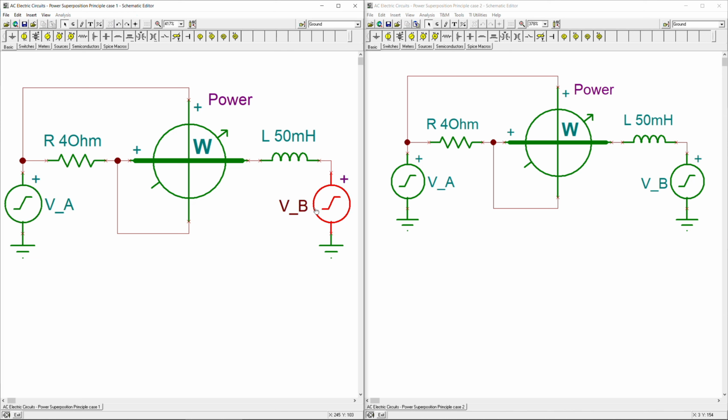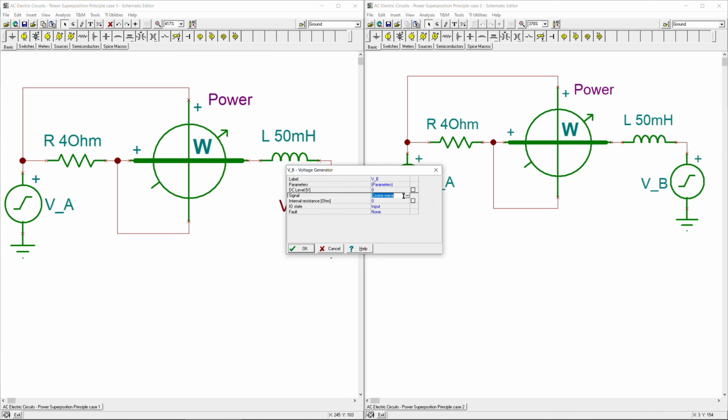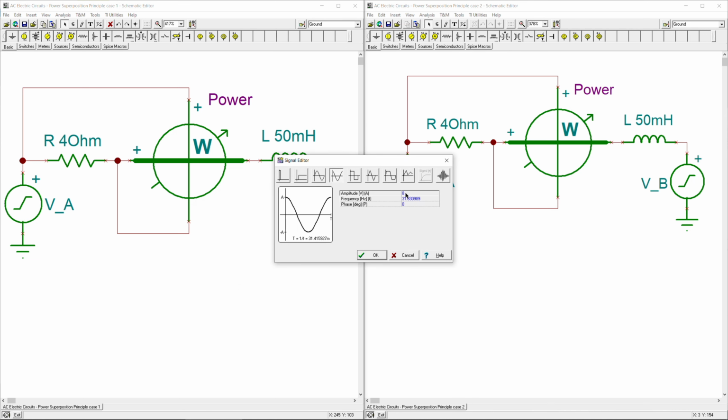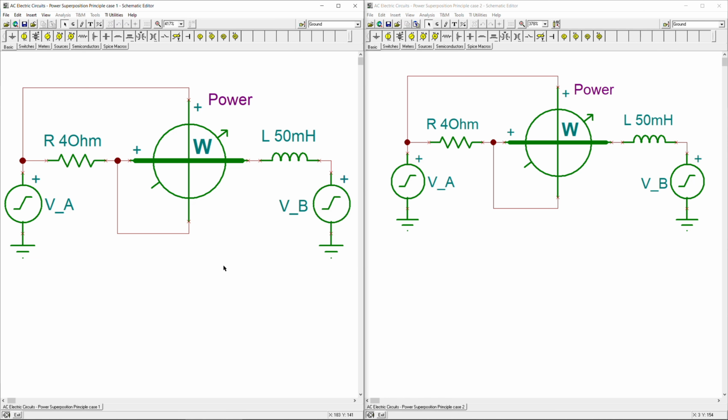You also do that for the VB, and that was the exact same cosine function, but of course a different amplitude. And now the frequency there was 200 radians per second, so you divide again by 2 pi and you get approximately 31.82 hertz. So that's what we substitute for the two sources, and now we have the resistor R of 4 ohms and the inductor of 50 millihenries.